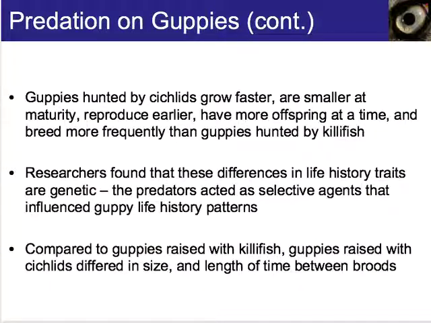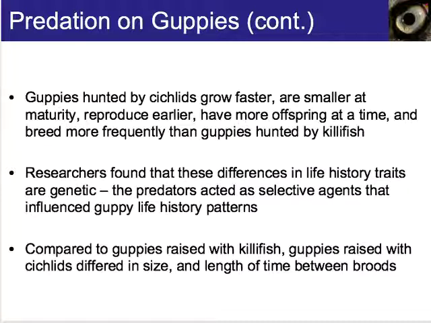Guppies hunted by cichlids, those are the ones that eat the mature guppies, will grow faster and are smaller at maturity. They reproduce earlier and have more offspring at a time and breed more frequently than guppies hunted by killifish. Researchers found that these differences in life history traits are genetic and that predators acted as a selective agent that influenced the guppy's life history patterns.